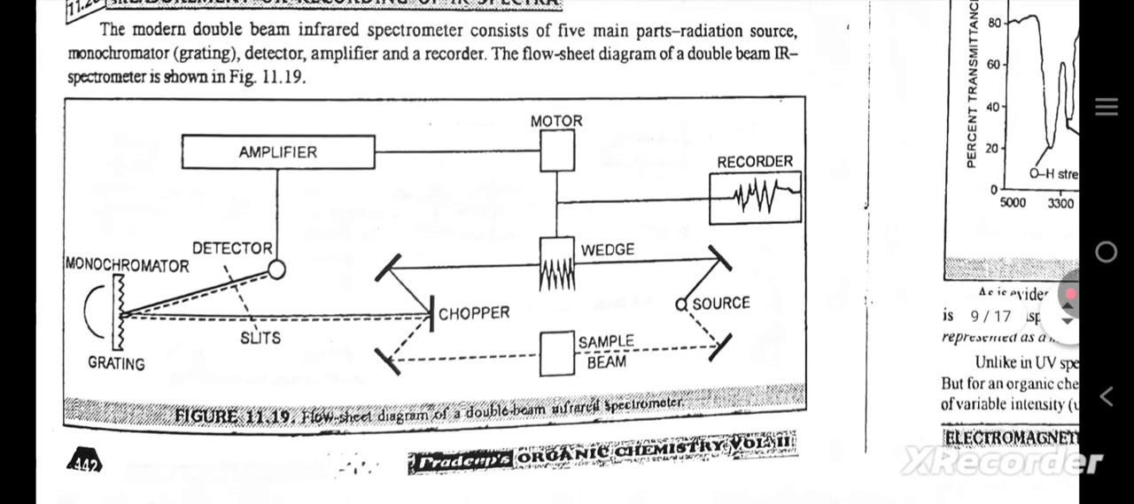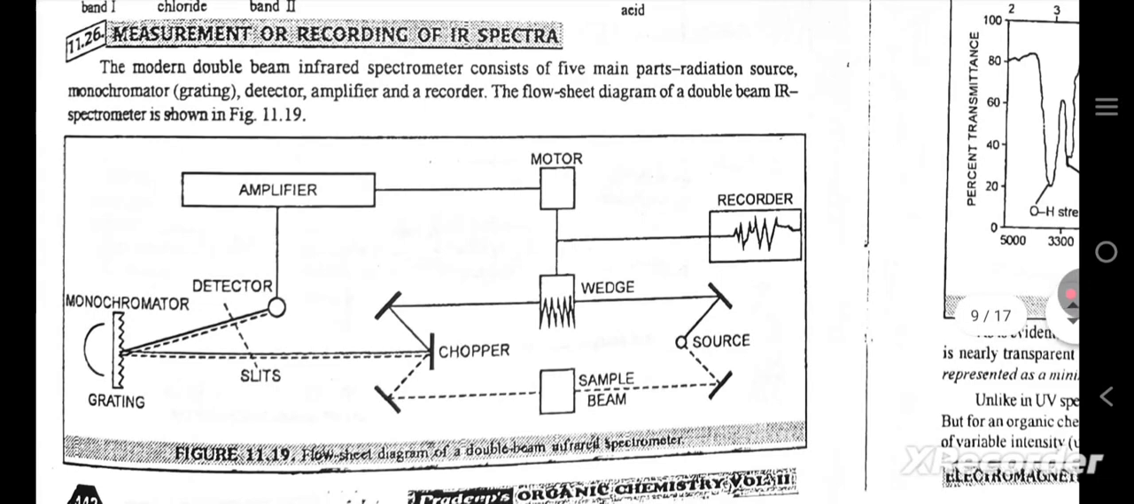Measurement or recording of IR spectra. The modern double beam infrared spectrometer consists of five main parts: radiation source, monochromator grating, detector, amplifier, and a recorder. The flow sheet diagram of a double beam IR spectrometer is shown in figure 11.19. Look at this figure.